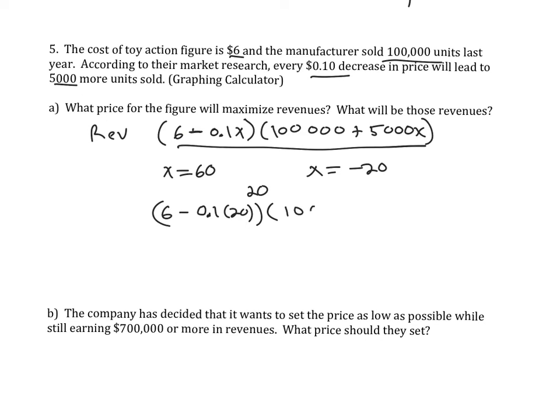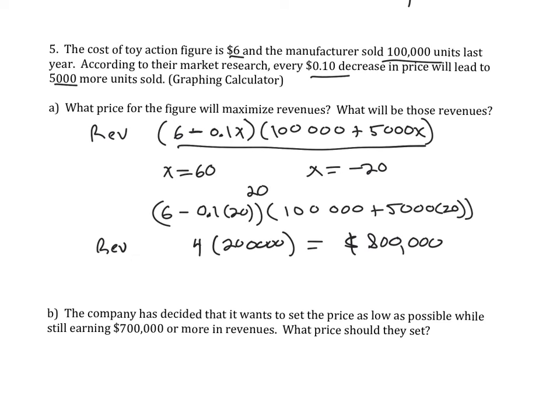Then what that does to our sales is we increase our sales by 5,000 times 20. And so our new revenues will be $4, 6 minus 0.1 times 20, multiplied by 100,000 plus 20 times 5,000, or 200,000. And that gives us 800,000 in revenues, and that will be our maximum.